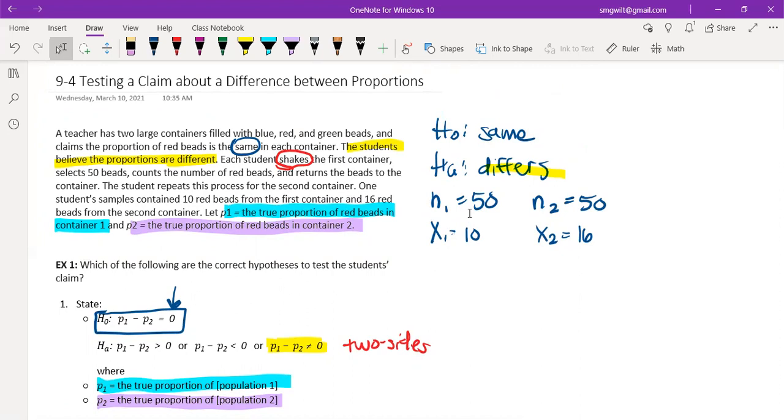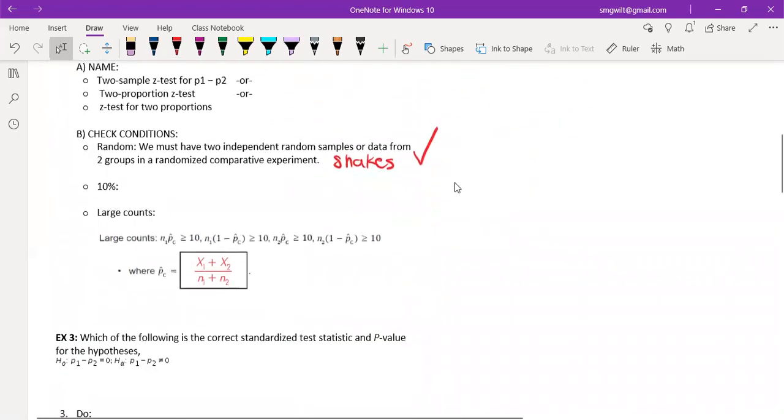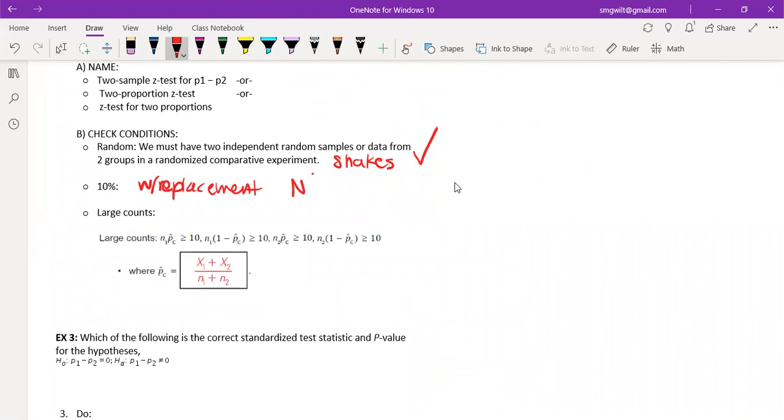So then notice that they return the beads to the container. So that means that it is done with replacement, which means that the 10% condition is not applicable. And so it's only applicable if they don't replace the beads for each sample. Okay, so we've met the first two conditions.